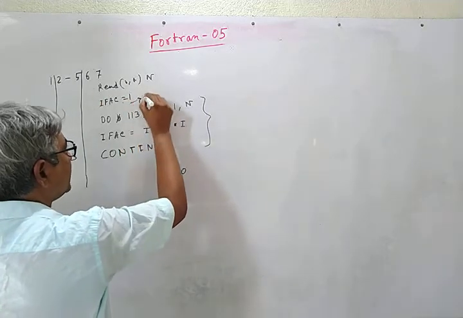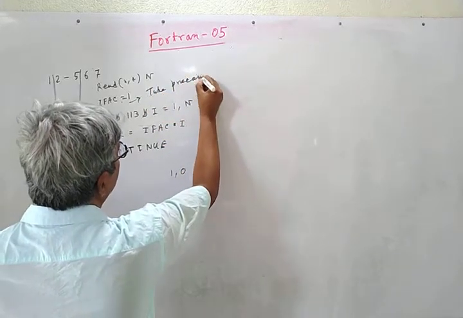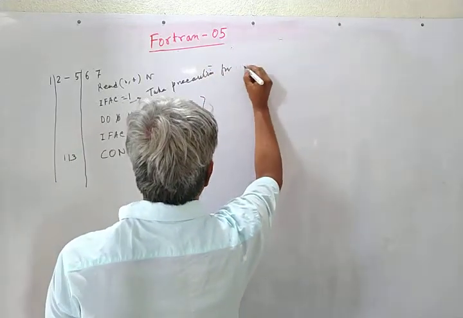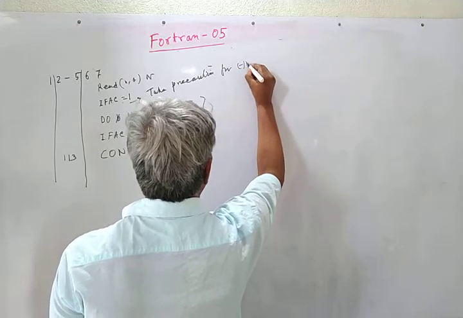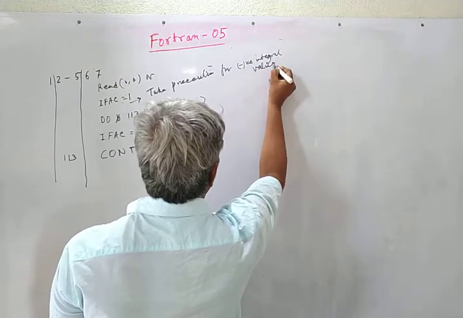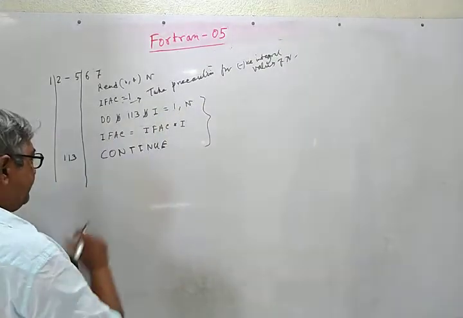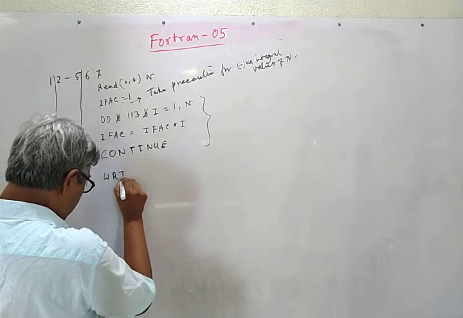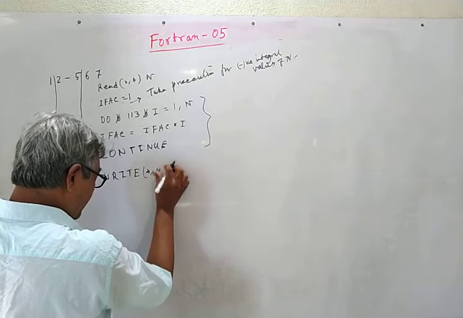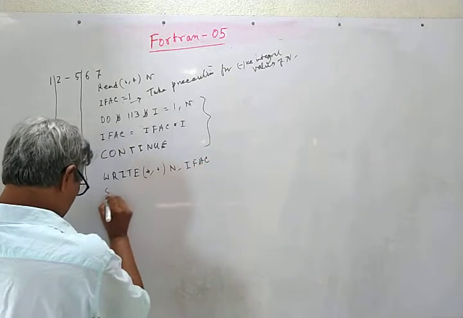So I am leaving it for you. Take precaution for negative integral values of n. And then I finally write the value of n and I fac, then stop end.